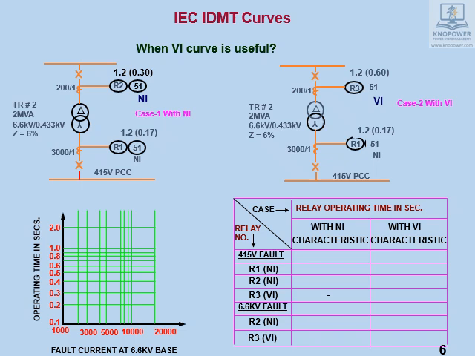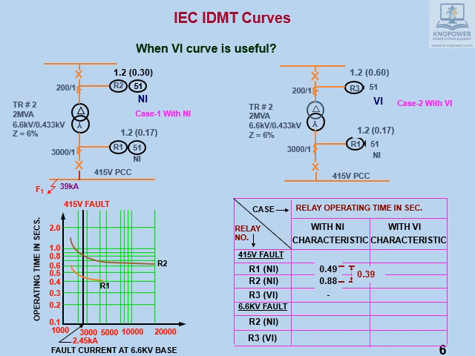We will summarize the results in a single slide. Top left figure is for NI characteristic, and right is for VI characteristic. At bottom left, coordination curves for the relays are plotted. Note that x-axis is in absolute amps. The table at bottom right shows the operating time of relays for different operating conditions.